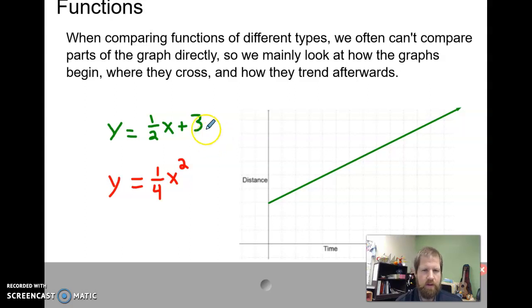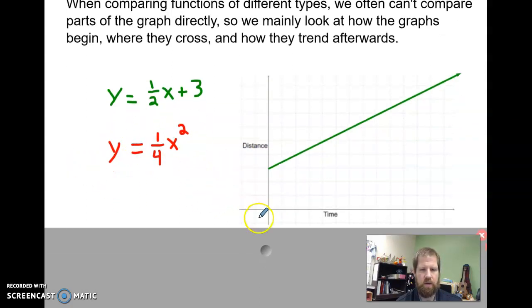Okay, so we've got our linear equation, and I've already graphed that out. So we're just going to take our quadratic here, and we're going to go ahead and graph some points on that so we can see what's going to happen. So it'll start at 0, 0, and then at 1, well, we're going to be at like 1/4, so we can make a little point there. At 2, 2 squared is 4, and 1/4 would be 1.